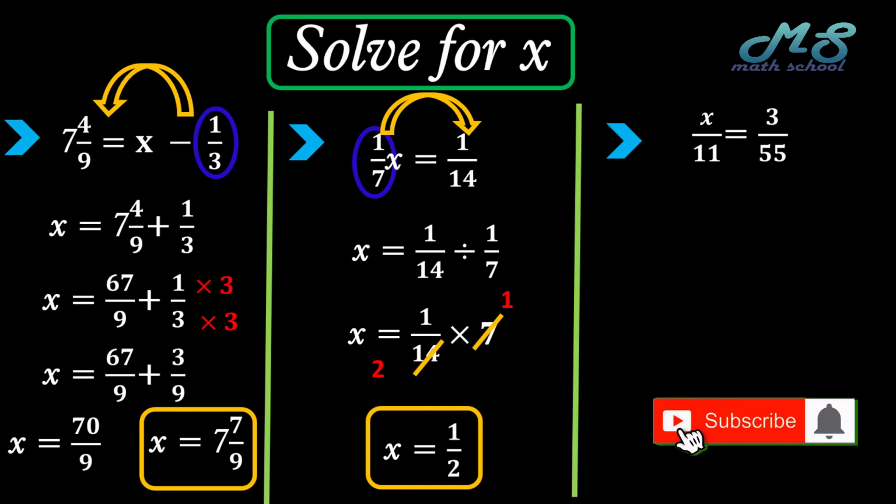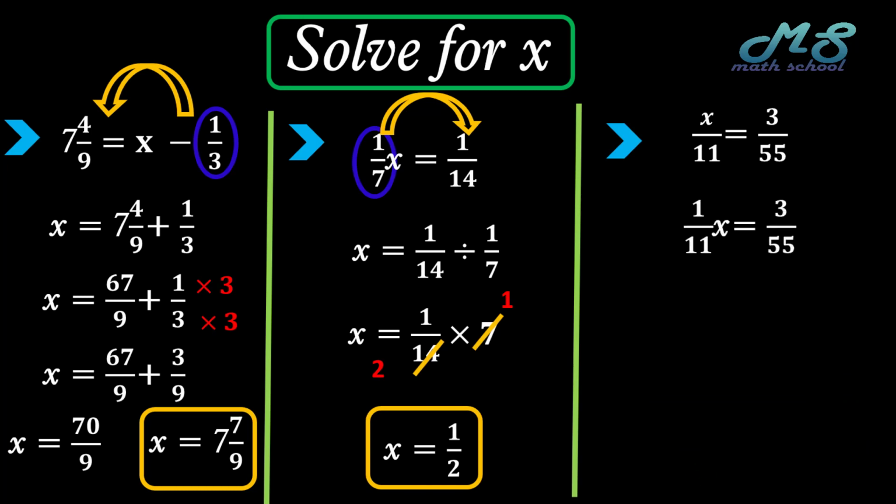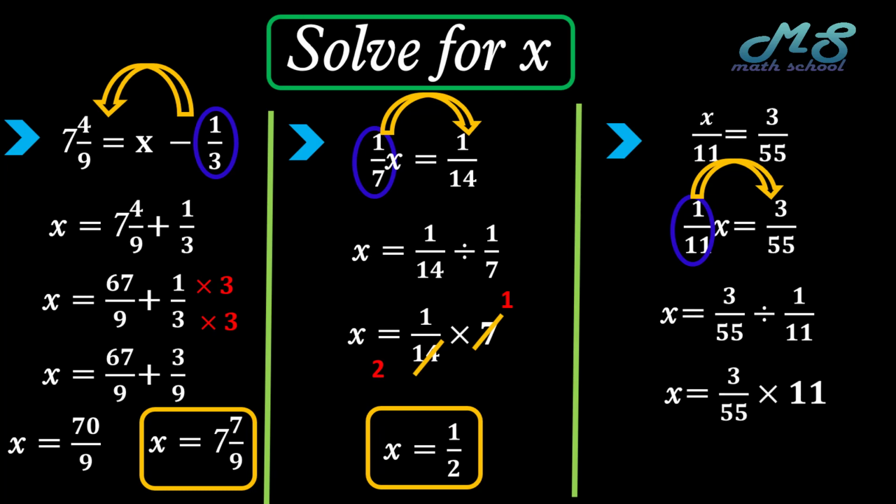The last one, x over 11 equals 3 over 55. We can write it as 1 over 11 x equals 3 over 55. Now circle 1 over 11 and move it to the other side to be divided. x equals 3 over 55 divided by 1 over 11. Multiply the first fraction by the reciprocal of the second one as we studied before. Now x equals 3 over 55 multiplied by 11. Cancel out common factors. We will get that x equals 3 over 5 in the simplest form.